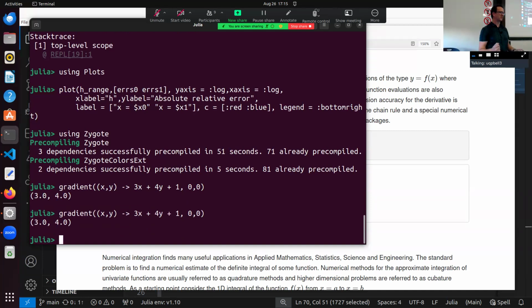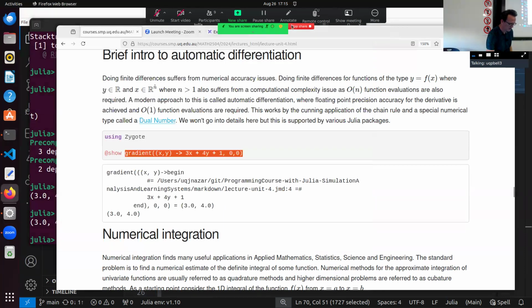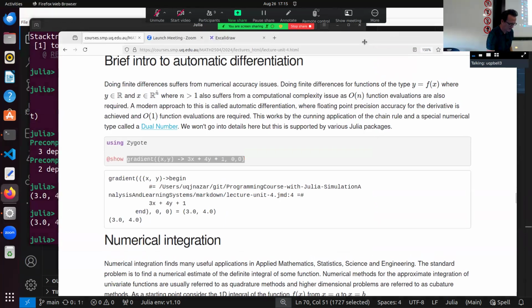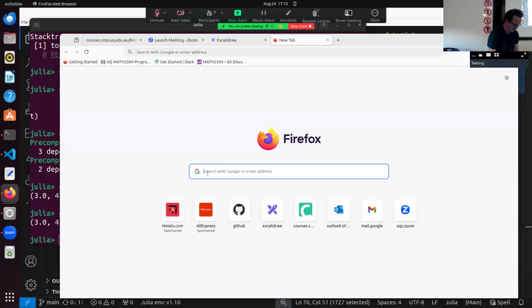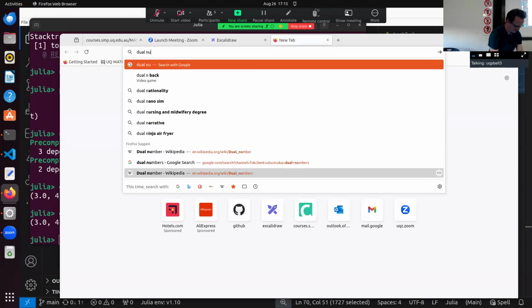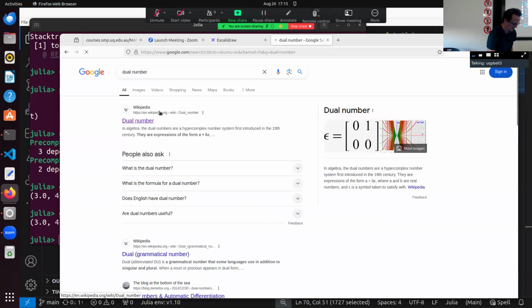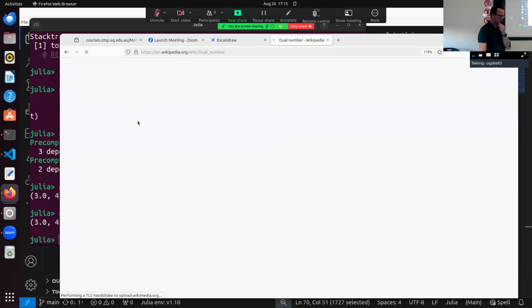This is by a magic process called automatic differentiation. How it actually works is very complicated. I'd encourage you to go off and read it. There are different modes and so on, but the basic concept is this algebraic structure called a dual number.